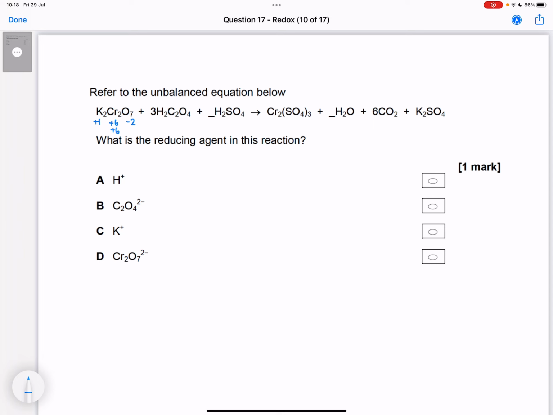I'm going to look at the chromium on the other side. Now I'm not going to divide up the sulfate, I'm just going to think of the sulfate ion as a -2 ion, and I've got 3 of them. So that's -6, and so I need +6, but spread out over 2 chromiums, so each one is +3. So chromium has reduced its number, therefore the chromium has been reduced. It's not the reducing agent, it has been reduced.